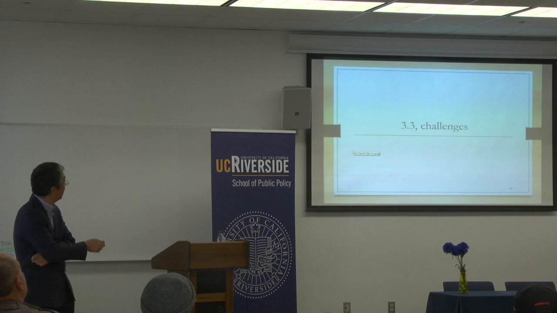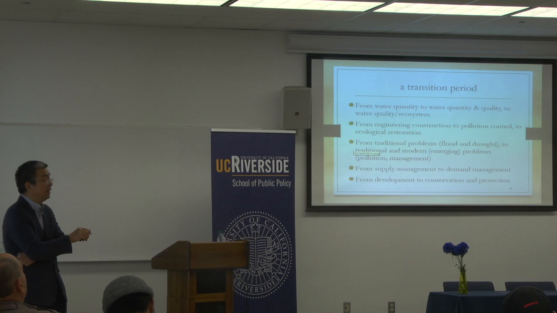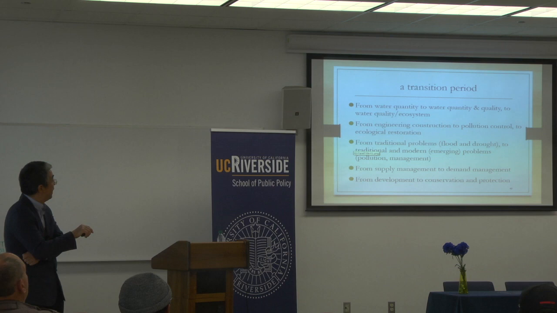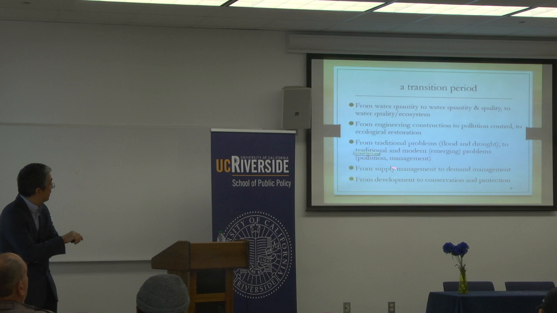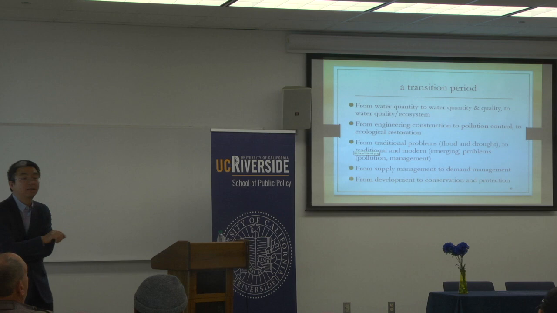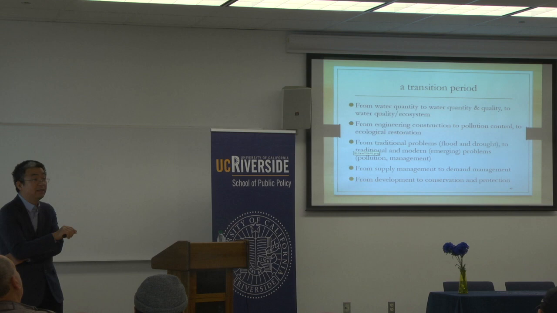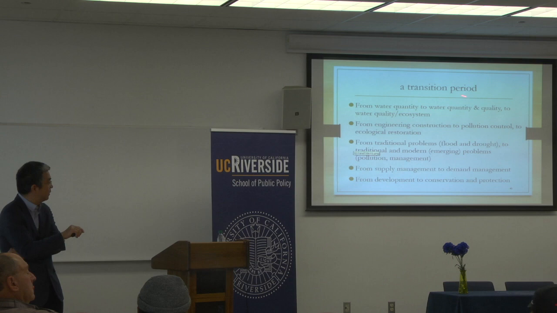So now the challenges. China is at a transition period: from water quantity to quality and quantity, then to the ecosystem; from engineering construction to pollution control and ecological restoration, different stages; from the traditional flood and drought problems to modern emerging problems, such as pollution and management; from supply management to demand management, we should manage demand; and from resource development to conservation and protection. So this is a transition period and also a turning point. You will see that all the policies are turning from quantity to quality and from development to conservation. So the focus of the policy changed.